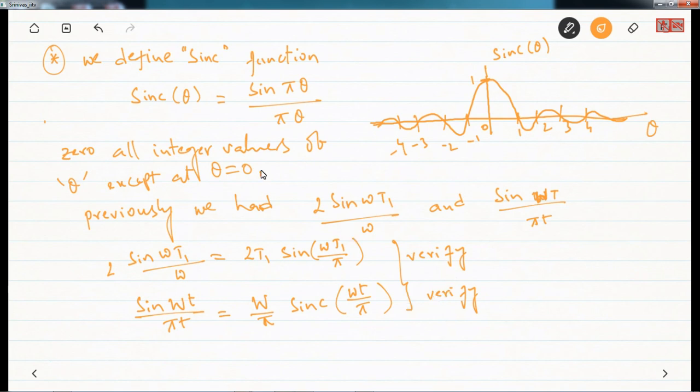So you know the definition of sinc theta, and then you have to express this signal in terms of sinc. Sorry, this should be sinc of omega t1 by pi. This is omega, this is W. Okay.